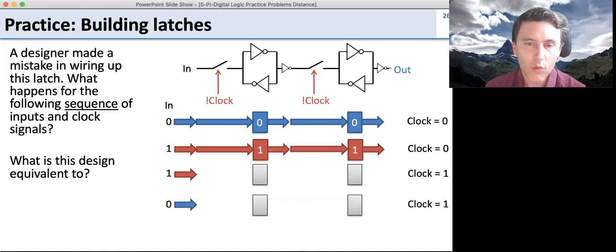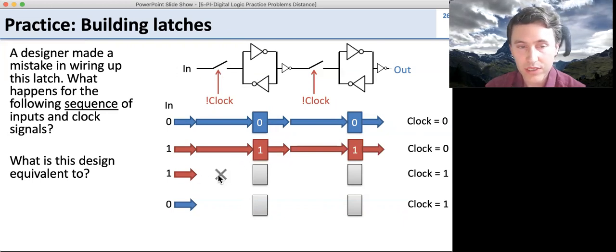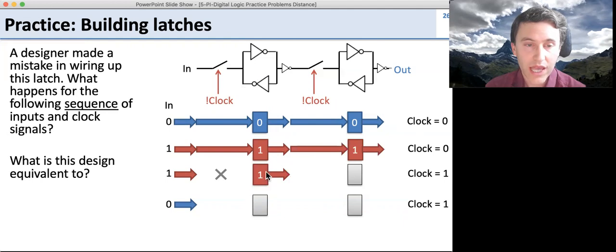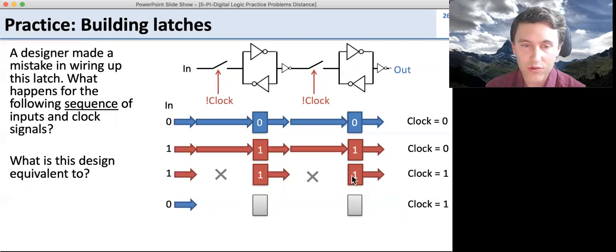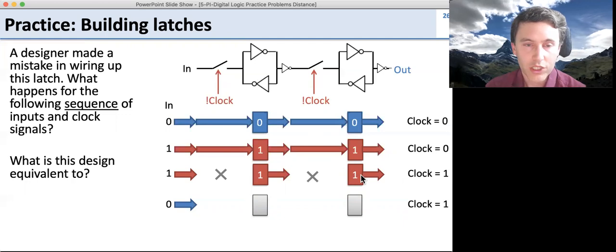Now we set clock to 1. When clock is set to 1, this is going to open, so the signal won't get through. So now we've got a 1 here. It doesn't go through, but that's okay because this latch still has a 1 and it's outputting a 1. But this one is not going to be open. It's not going to be closed either. So it's not going to go through here, and we still got the latch outputting a 1. So when clock went to 1, we don't change anything.